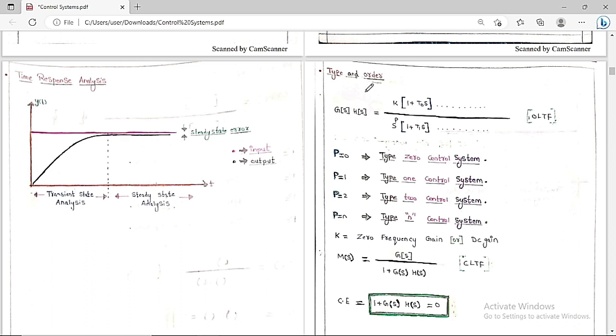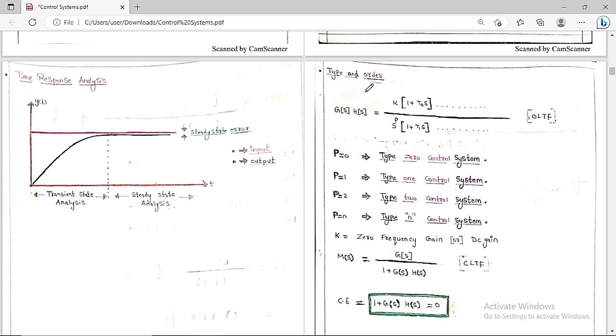Listen carefully. Type means, in the open loop transfer function G(s)H(s), the number of poles present at the origin is called the type of the system. Order means, in the characteristic equation 1 + G(s)H(s) = 0, the highest power is called the order of the system. These two definitions you must always keep in mind.